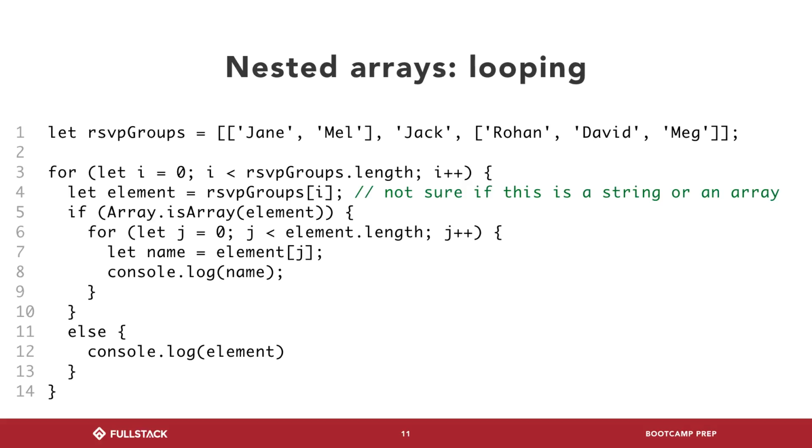For a nested array, it's a little bit more tricky. If I look at this RSVP groups outer array, you'll notice it has both arrays and also strings, right? And if I wanted to print out every single name in this RSVP groups array, I need to be careful, right? Because if I encounter a string like Jack, all I'm doing is printing out Jack, right? But if I encounter an element and the type of that element is an array, then I can't just print out the array, so to speak. I need to go into that array and print out every single element inside that array, right?